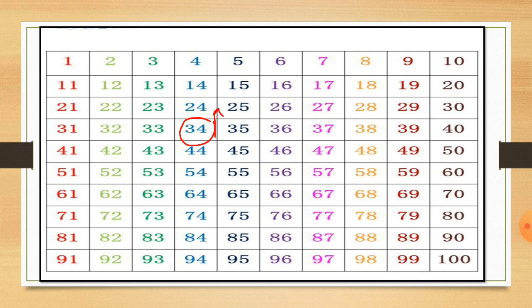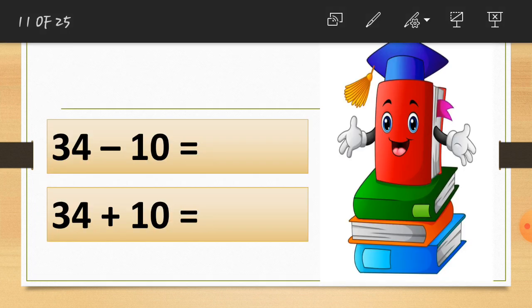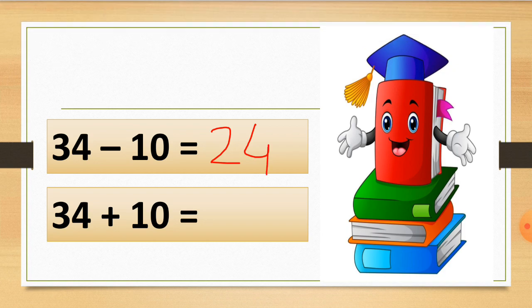Now if you have any doubt whether it is right or wrong, just circle 34 and cut 10 circles from it. You will get the answer, which is 24. So let's write the answer here, 24. Here I write 24, which is our answer.